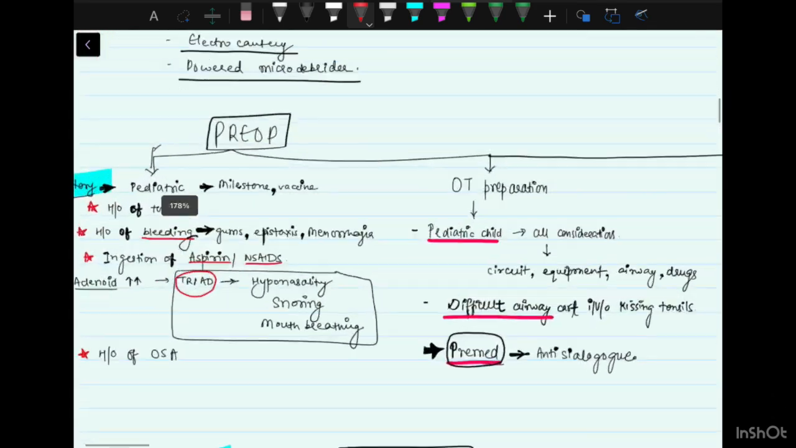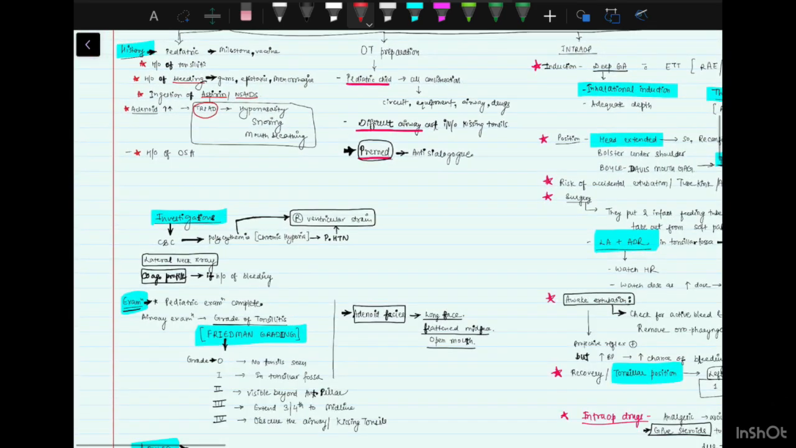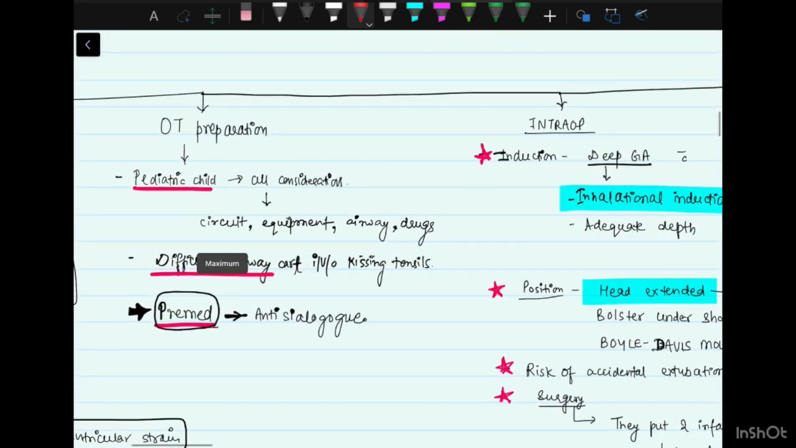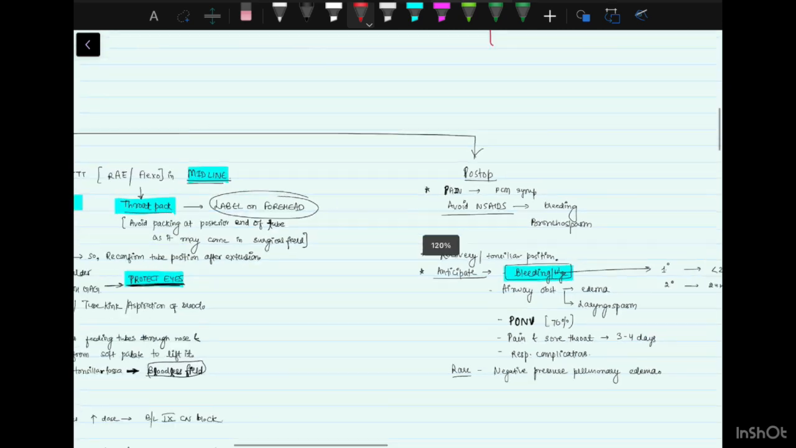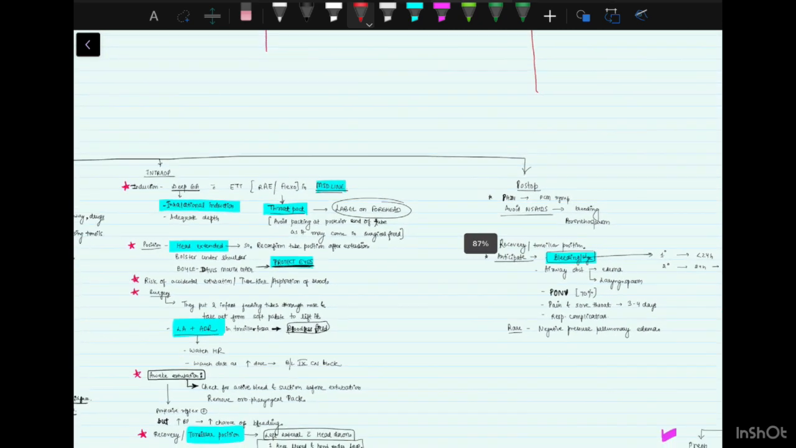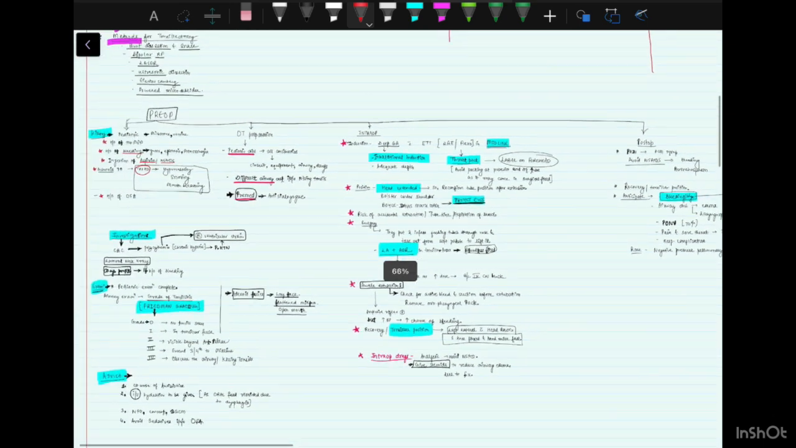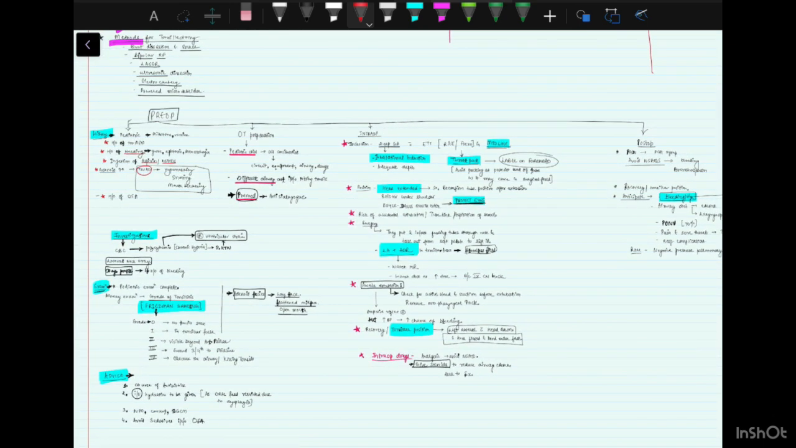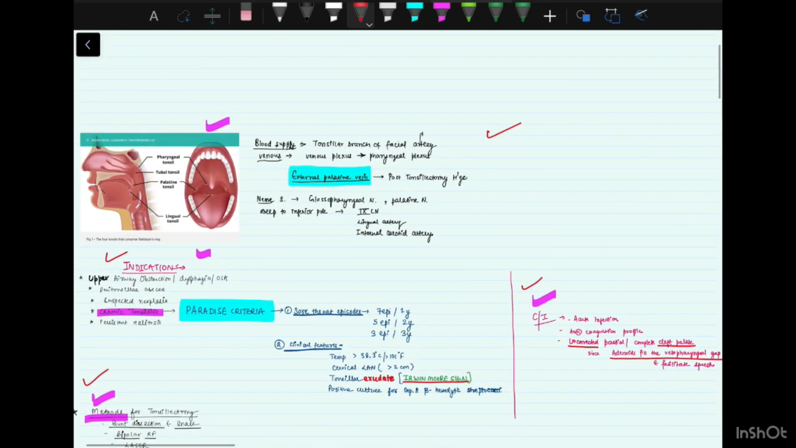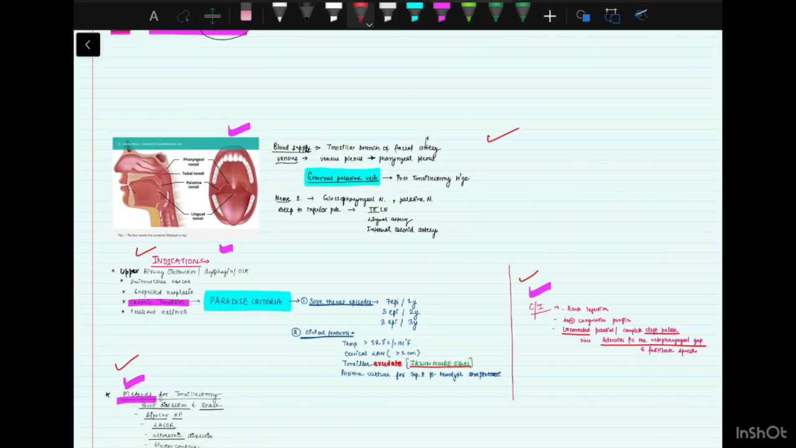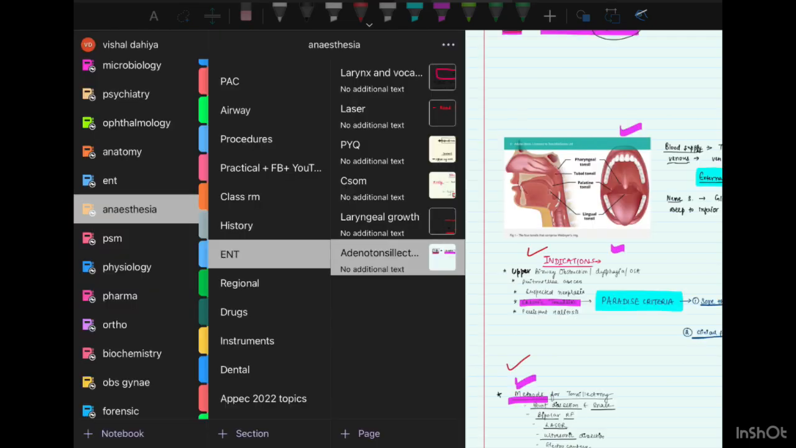Now these concerns, finally divide them into pre-op, OT preparation, intraoperative, and post-operative points, in your own terms. This is the way you will have segregated knowledge for your theory. And if you add the additional knowledge to this, your case is ready for your practical again.